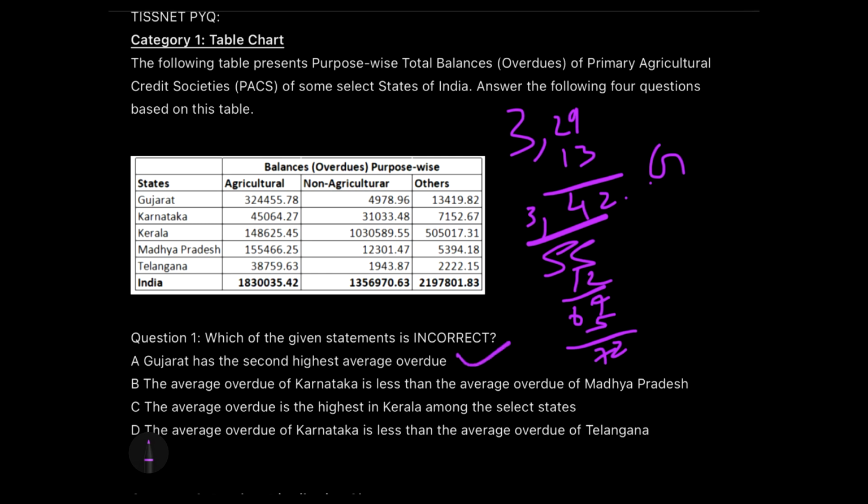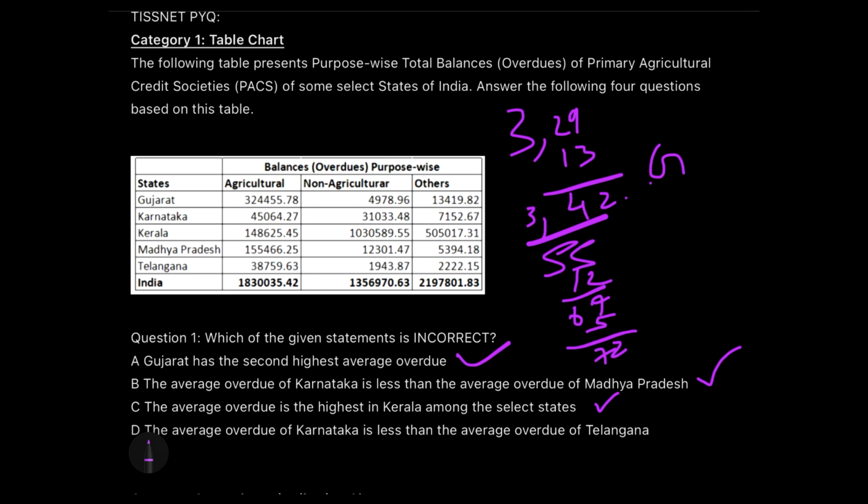Similarly, the average overdue of Karnataka is less than the average overdue of Madhya Pradesh. Well, when I calculate for Karnataka, I see no values in lakhs. It's 45,000 plus 31,000 plus 7,000. But when I just see Kerala, I see 10 lakhs. Okay, no, it's Madhya Pradesh comparison. So Madhya Pradesh already has 1,55,000 in it. So that automatically means that the average of Karnataka will be less, and this is also correct. Now the average overdue is the highest in Kerala. We have already calculated it, so that is correct.